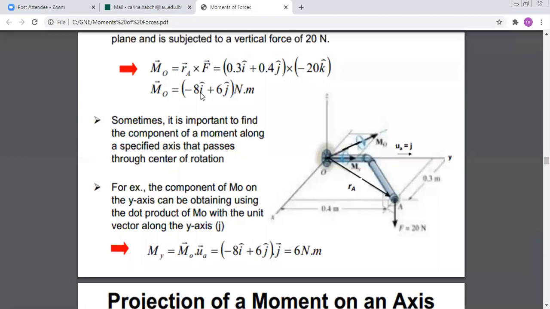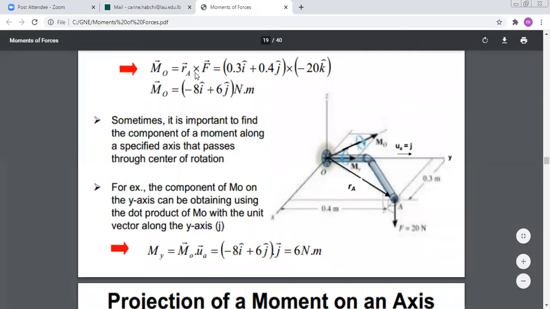Now, if I ask you what are the moments about x and y, you will directly say about x it's minus 8 and about y it's plus 6. But you can find this with a second method, okay? When you want to find the moment about x, you will say I will take the moment about O and I will do dot the unit vector of the x-axis, which is i. If you do this dot i, you will get that i dot i is 1 and j dot i is 0. So you will end up with minus 8.